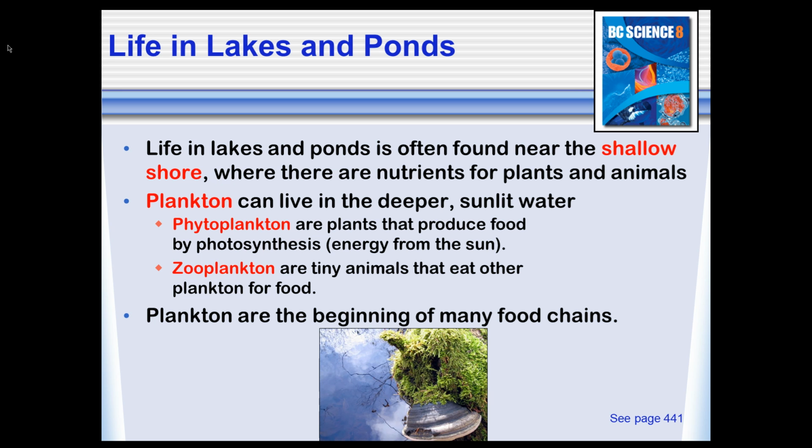Zooplankton, they're the tiny animal plankton. They eat other plankton for food, so they're not going to be too far away from the phytoplankton, in freshwater environments and in saltwater as well, but our focus is on fresh. In freshwater environments, plankton tend to be the beginning of many, many, many of the food chains that we see in freshwater environments.